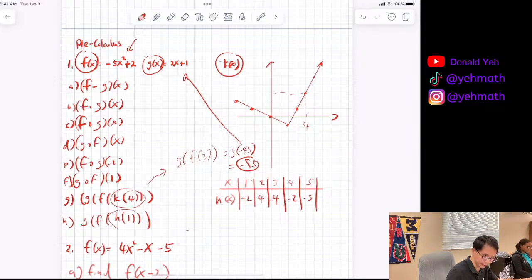And H, right? H, you're going to read H of 1. So the H of 1 is -2. So it'll be G of F of -2. And -2 squared is going to be 4. 4 times -5 is -20, then -18. So G of -18 is -35. I think that's the final answer.